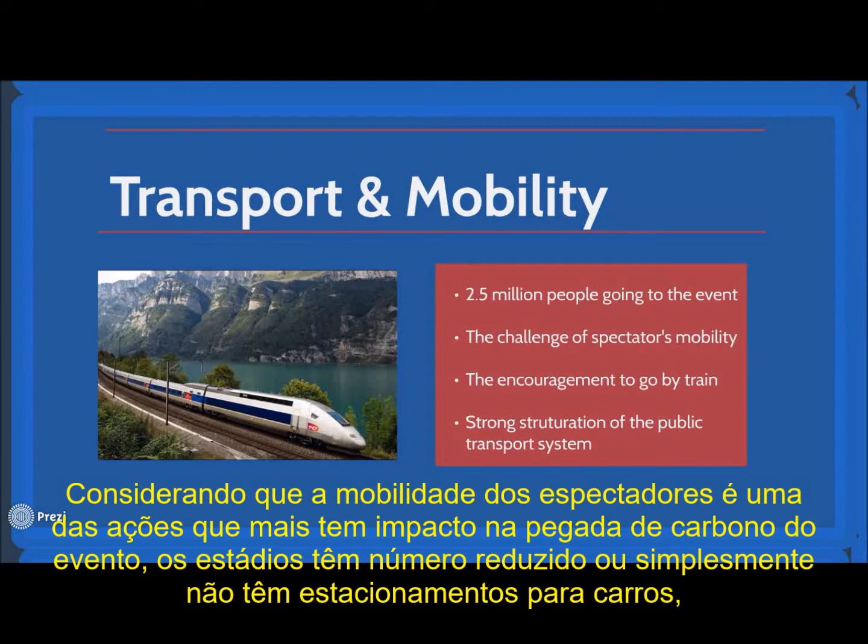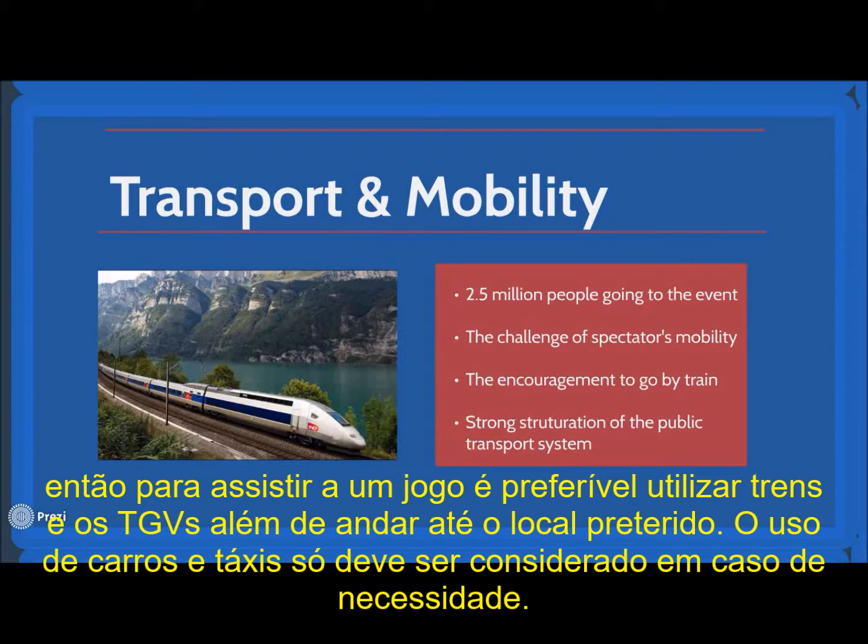Considering that spectators' mobility is one of the actions that impacts heavily the event's carbon footprint, all the stadiums have little to no parking lots. So anyone that wants to watch a game has been encouraged to use trains and TGVs and also take walks to the venues. Any use of cars and cabs was discouraged unless really needed.